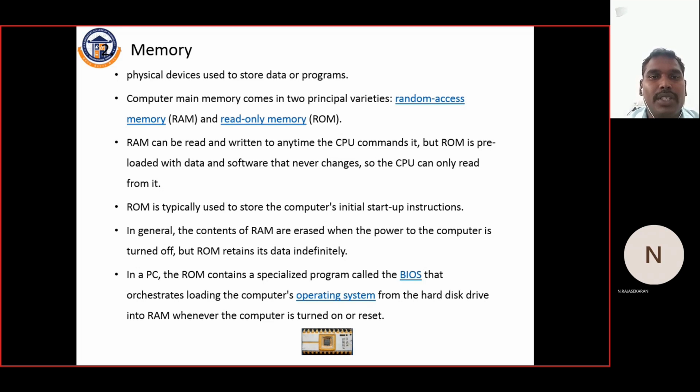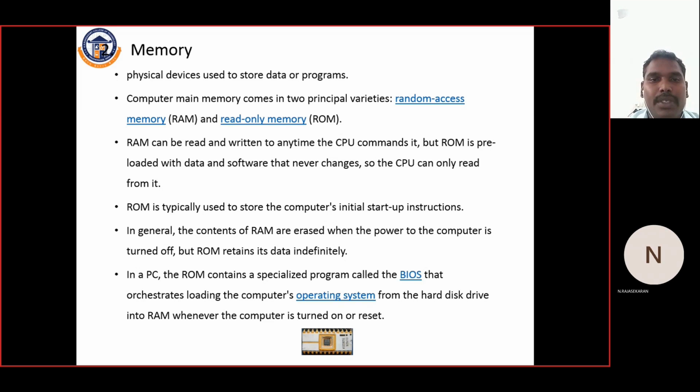So for the RAM, random access memory, we can read and write at any time as required by your CPU. But in the case of ROM, it is preloaded data, so we have to read the instructions that are already loaded in the program. ROM is typically used to store the computer's initial startup instructions.